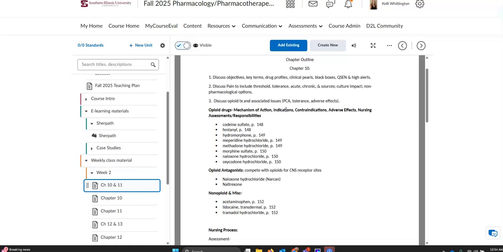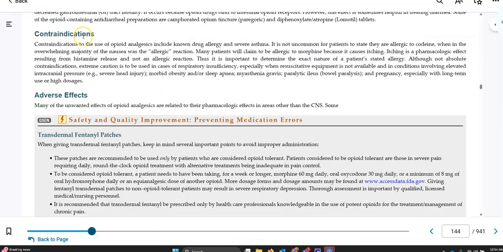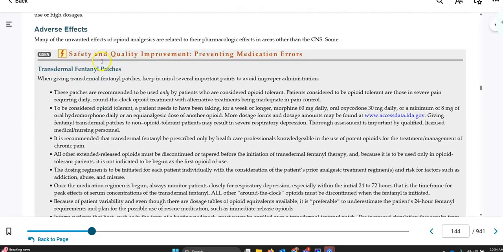Our contraindications for our opioid are typically drug allergies, and I'll say that all throughout the semester, but a drug allergy or any type of respiratory insufficiency. So think about individuals with asthma or a chronic respiratory problem. They would not be good candidates because we know these opioids decrease their respiratory rate.